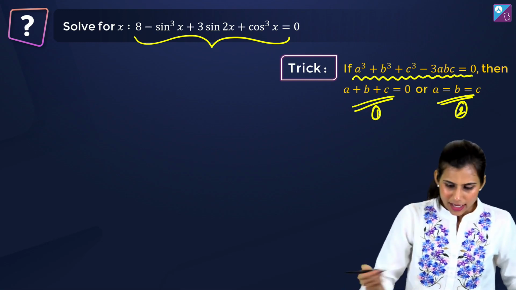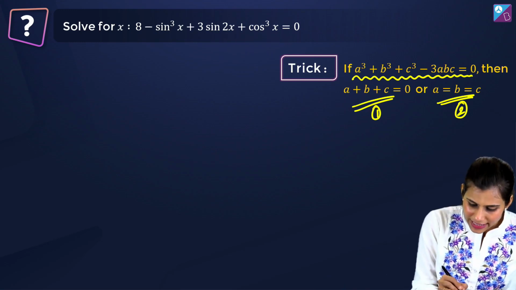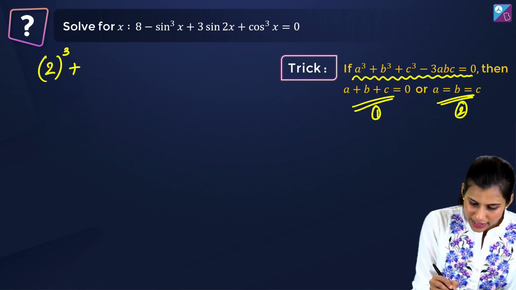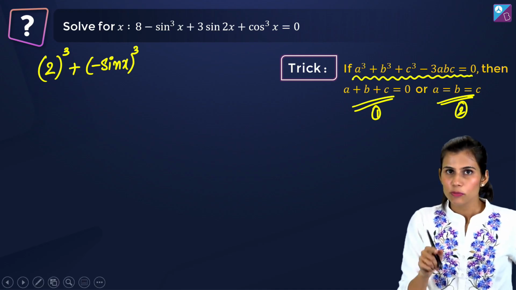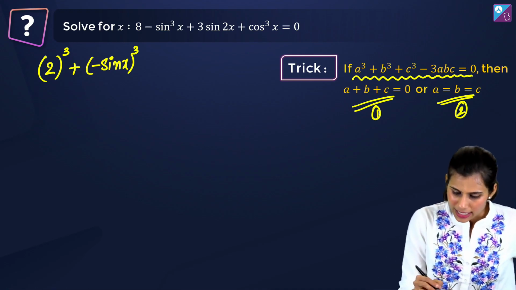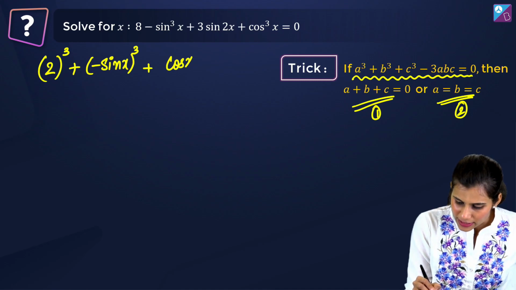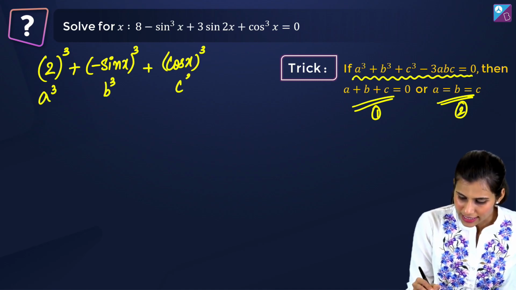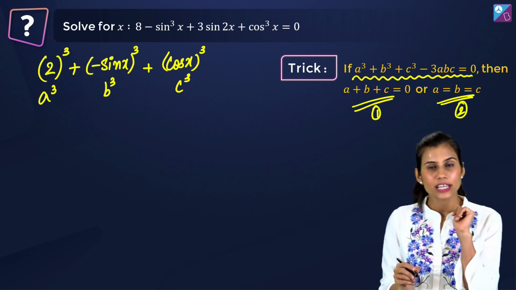Right? Let's start here. I have 8. 8 is nothing but 2 cube. Then I have minus sin cube x. I can write it as plus of (minus sin x) whole cube. So the a cube plus b cube situation is created. Then I have cos cube x. I will write it as (cos x) whole cube. So this is like a cube, this is like b cube, this is like c cube. I just need minus 3abc.